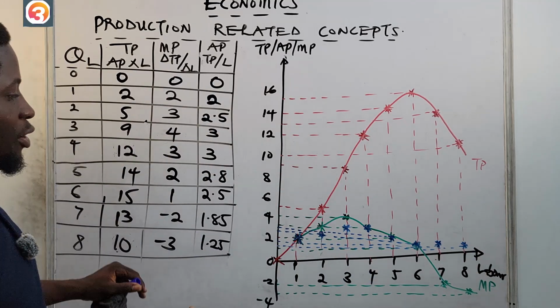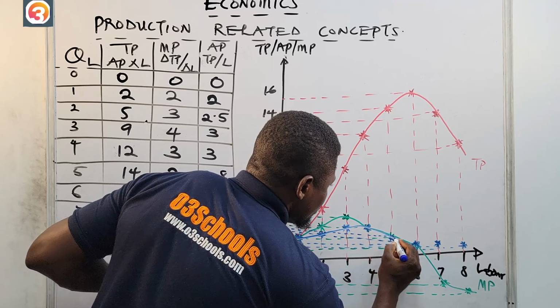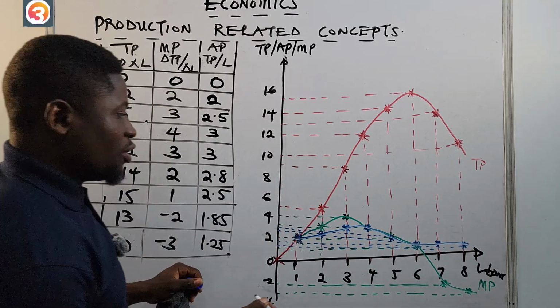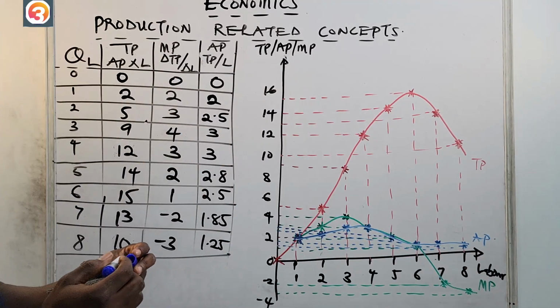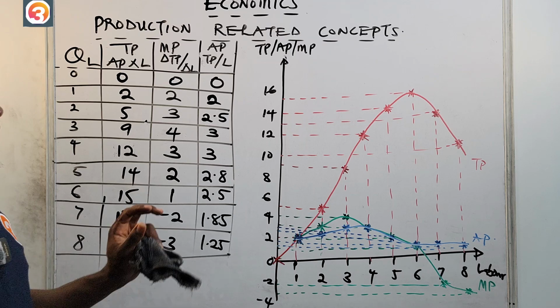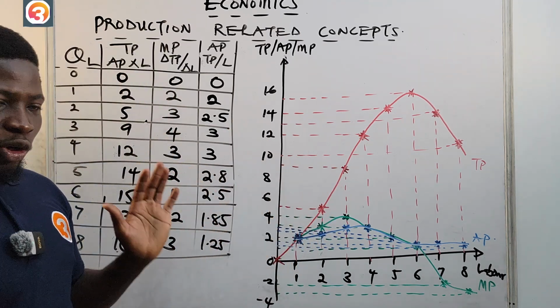So this is our AP curve. So we can join our line. This is how it goes. Okay, this is how our AP curve goes. Sorry, the blue marker is not as clear as the red and green. All right, but this is basically how our TP, AP, and MP curve looks like.